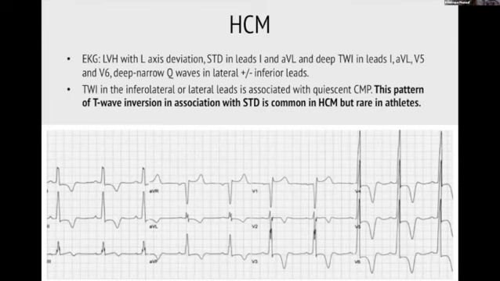T-wave inversion in the inferolateral or lateral leads is associated with quiescent cardiomyopathy. And this pattern of T-wave inversion with ST depression is common to HCM, but rare in athletes. And these are the most sensitive markers of HCM during screening of athletes.